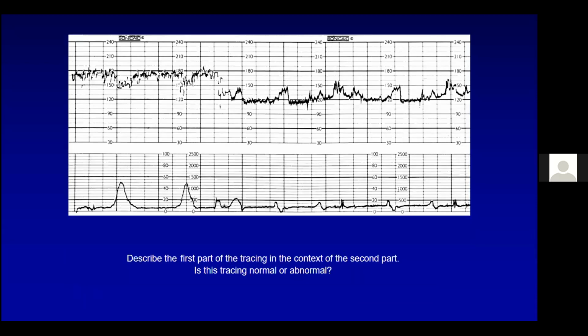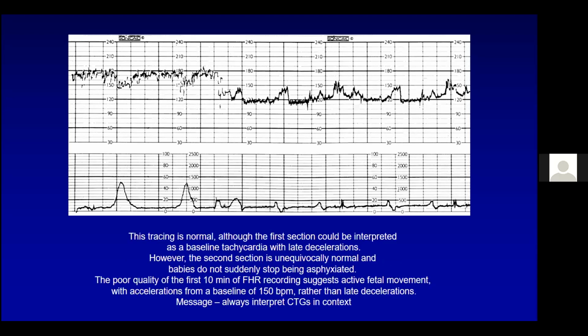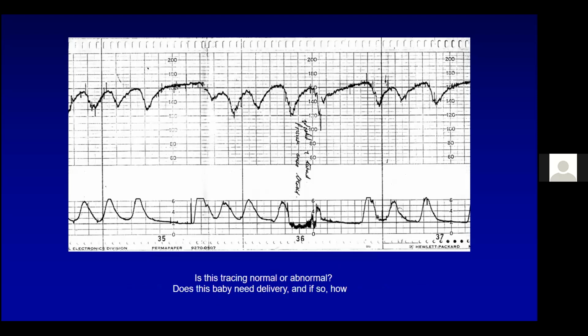This CTG is actually showing you something which is quite common, and it confuses a lot of the interns. And what happens there? You can see that at the beginning of the trace, you see these shallow decelerations, right? You can think you've got late decels in the fetal tachy. But then within hardly 10 minutes, the CTG has normalized, right? So I think the most important thing, this tracing is normal, although the first section could be interpreted as a baseline tachycardia with late decelerations. The second part is very normal. And this could happen just because of the way the mother was lying.